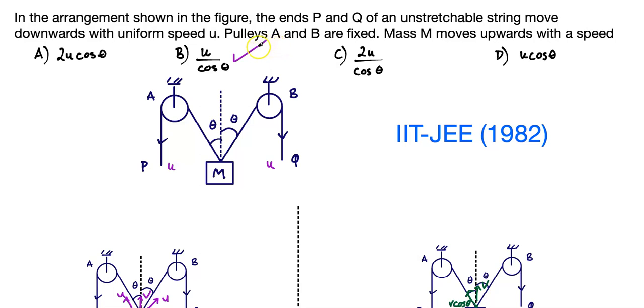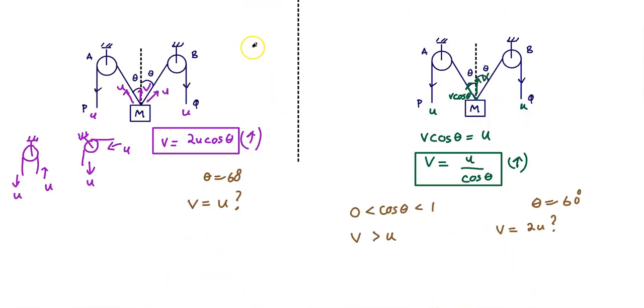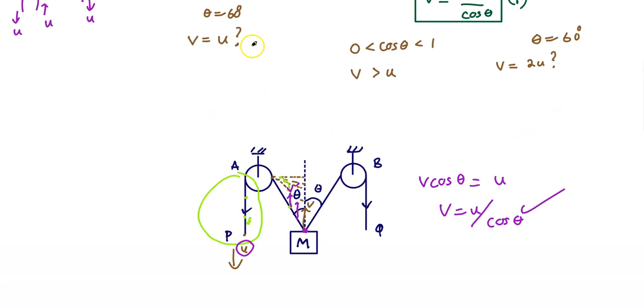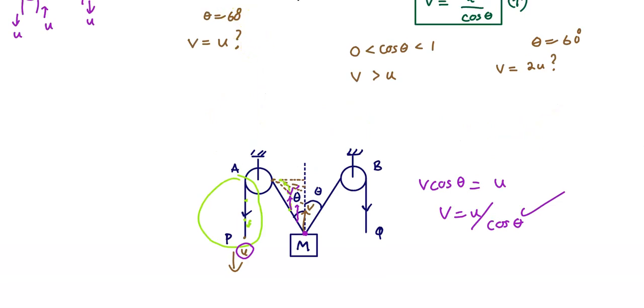And so the key thing to realize in this video, there's one big takeaway that I had to summarize. I would say that the component of the velocity of any point on the string along the string has the same magnitude.